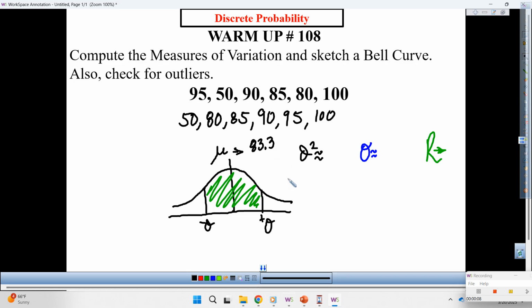83.3. Looks about right. All right, we need a variance. Pass on one, Carter. Logan. 263.9. Hands if you got something close to that. All right. Standard deviation. Pass on one for standard deviation. Sam? 16.24. I'll leave it at 16.2.